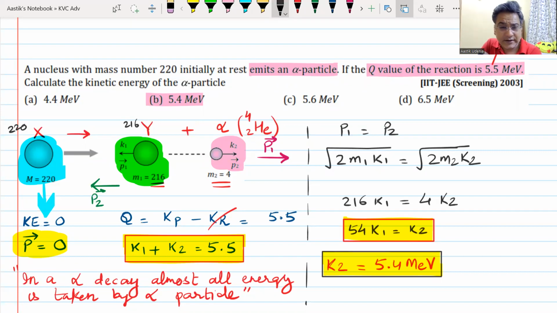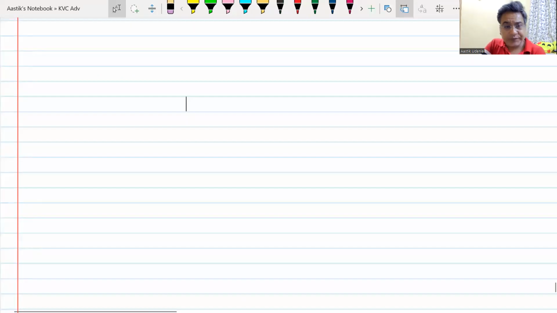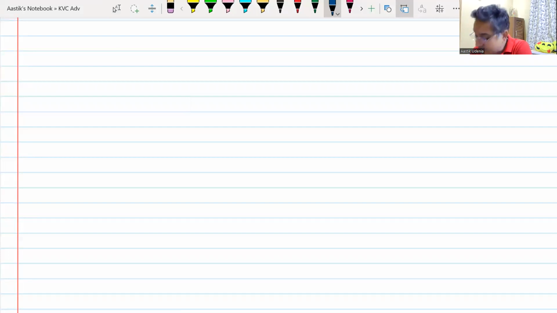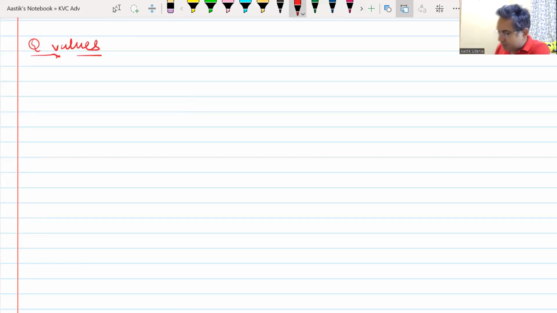Let us go ahead and move on to the next thing, and let us again go back to nuclear reaction. There is a point that I have to tell you, and there was a question on the same point in your previous year JEE. We'll also see that question. The heading you can write is Q values. We are still in Q values, and we are going to see more on this.